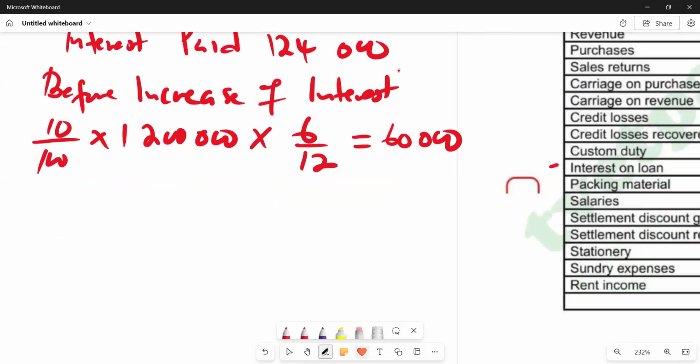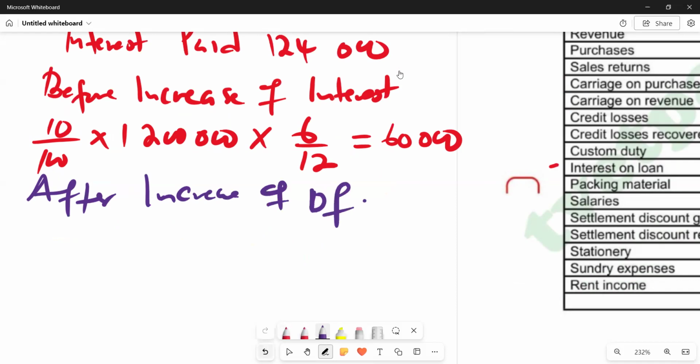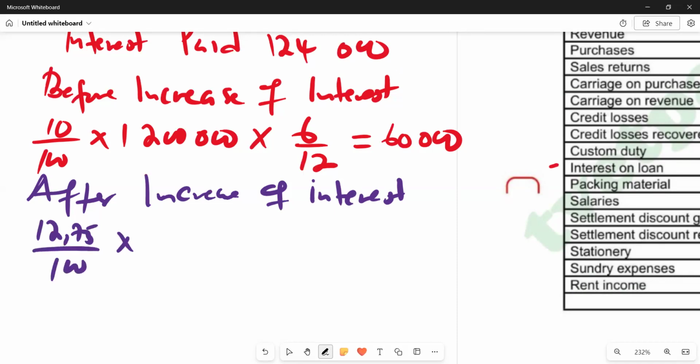Then after the increase now, after increase of interest. Remember, after the increase, it was now 12.75%, whereby we are saying 12.75 over 100. And then you multiply by 1,200,000. And then you multiply by, remember, the number of months after the increase was also 6 months. So you multiply by 6 over 12. Then if you multiply it correctly, you're going to get 76,500.